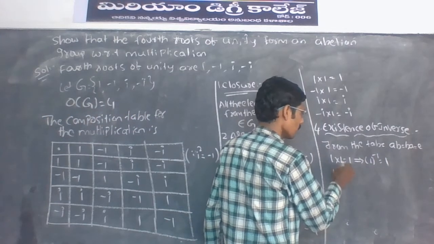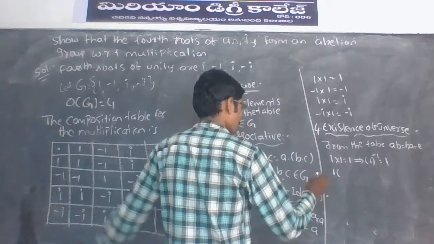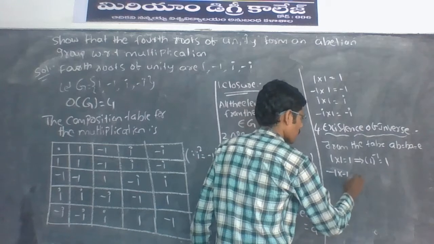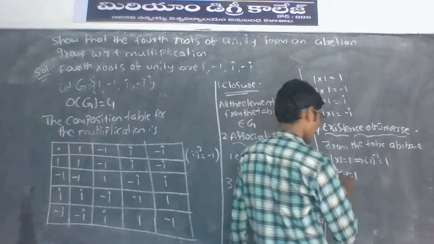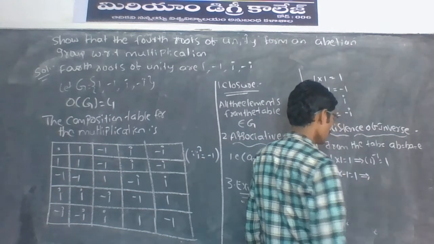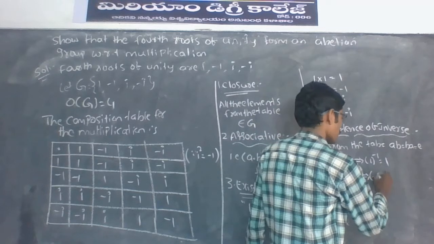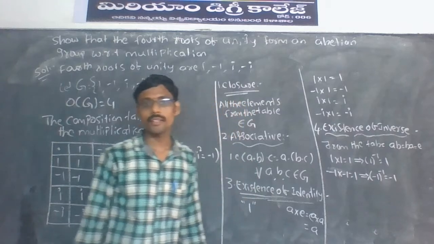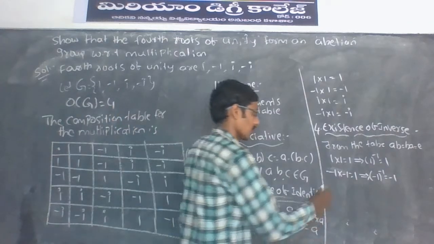Next, minus 1 into minus 1 is equal to 1. That implies minus 1 inverse is equal to minus 1.